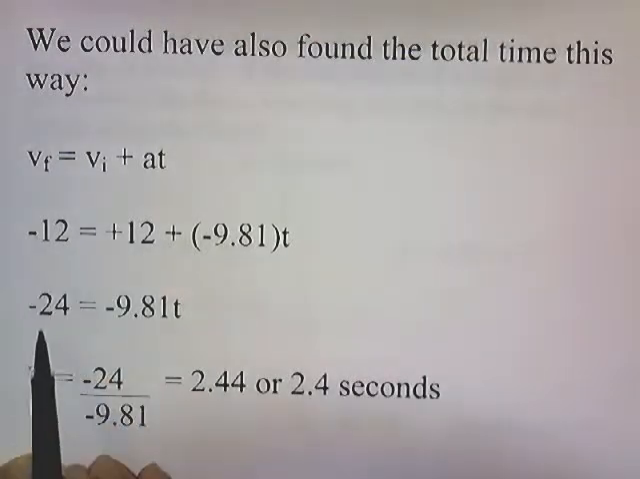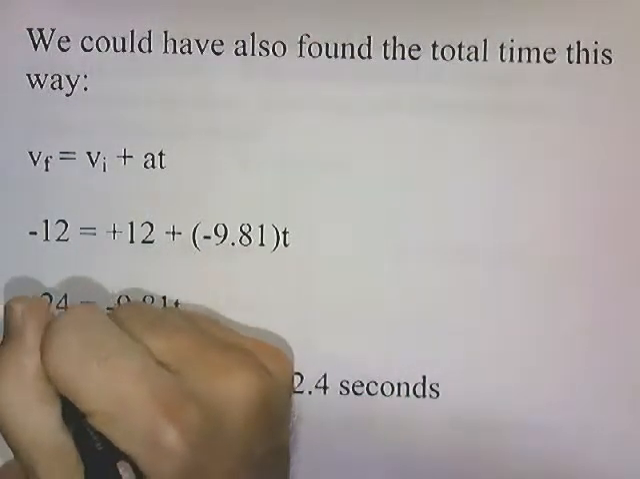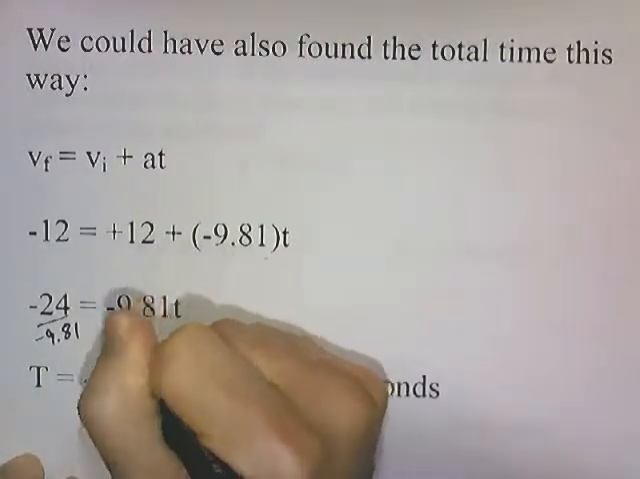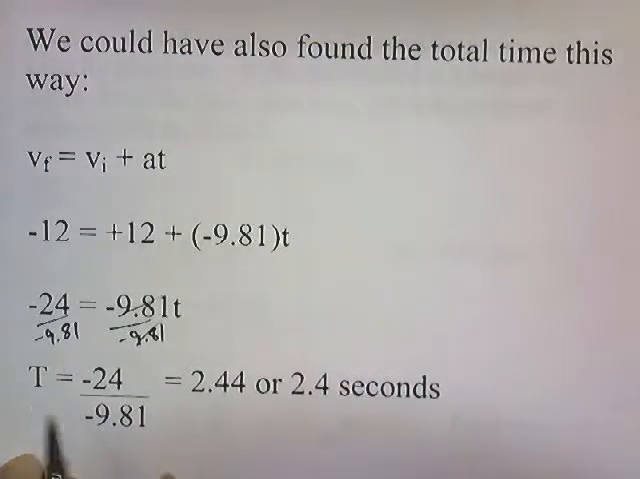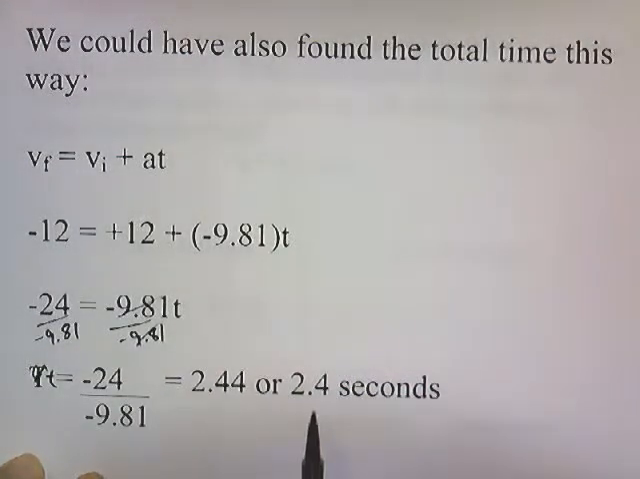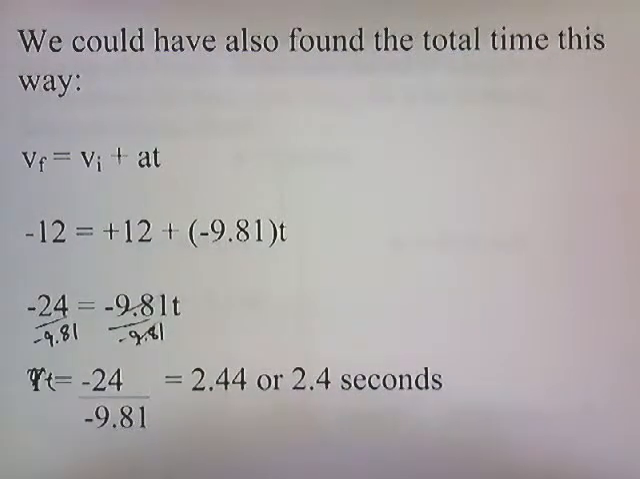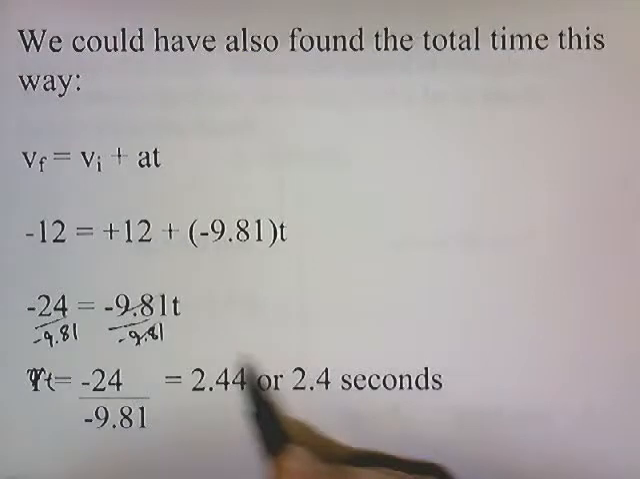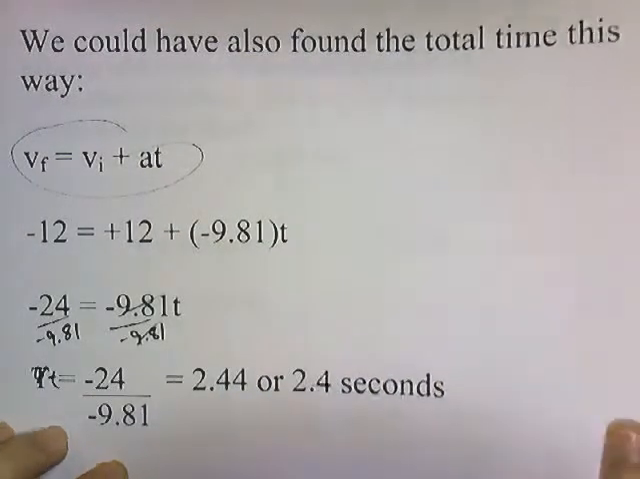Move the 12 over to this side, you get negative 24. Negative 24 divided by negative 9.81 leaves you with t, and you get 2.44, or 2.4 seconds. Either way is a legitimate way of solving for the total time in the air. We'll be using this method for a future problem.